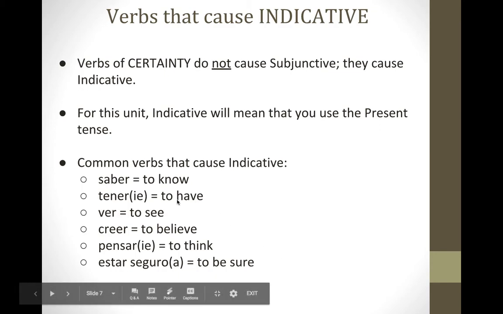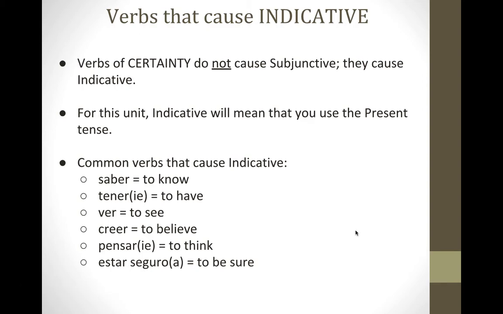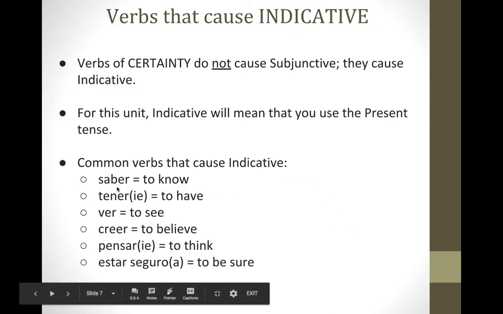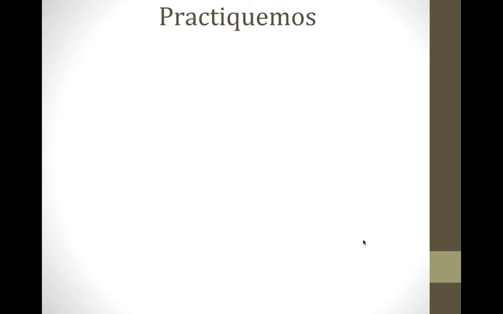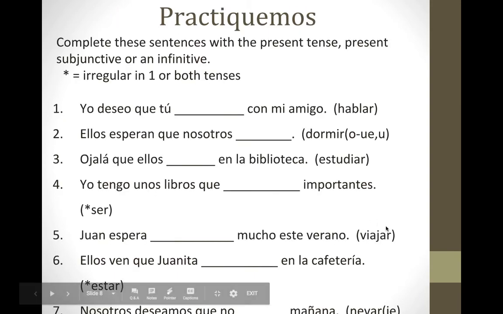Okay, so anytime you see one of these 6 verbs in your main clause, you cannot use subjunctive in your subordinate clause. You need to use indicative, or present tense. And that's because these verbs are verbs of certainty. They are not weird. They don't imply a hope or a doubt or a wish or anything like that. Okay, let's practice.